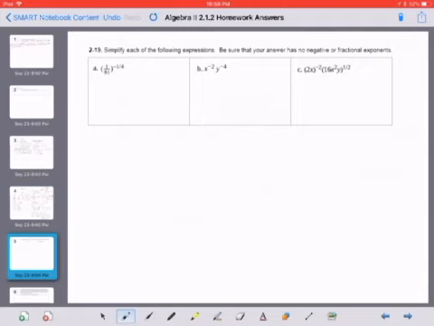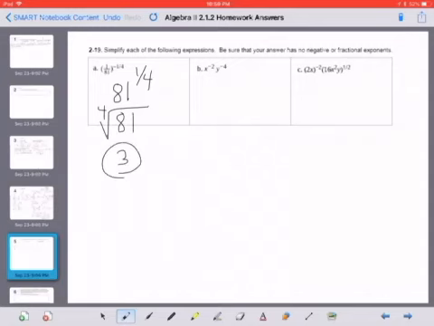So in part A, the first thing that I have to do is get rid of the negative sign. So I rewrite it as 81 to the 1/4, which is really the fourth root of 81, which happens to just be 3. For B, the first thing I have to do is get rid of the negative exponents, so I drop them into their denominator. So I rewrite it as 1 over x squared y to the 4th, and that's actually my answer.